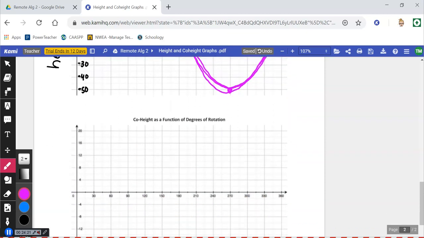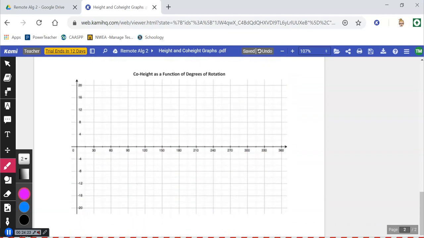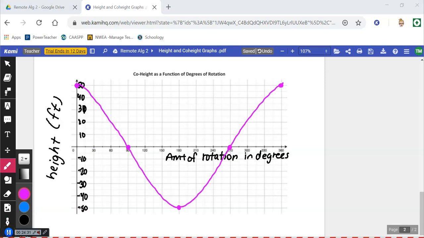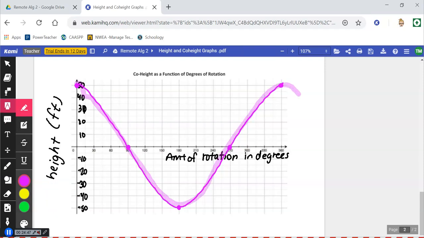Okay, so now go ahead and do the coheight graph without me and hit pause and then come back and check your answers when you're done. So I know some of our estimations were a little rough, but your graph should look something like this. And again, we're creating this periodic function because as our Ferris wheel goes round and round and round, the coheight is going to repeat itself over and over and over again.